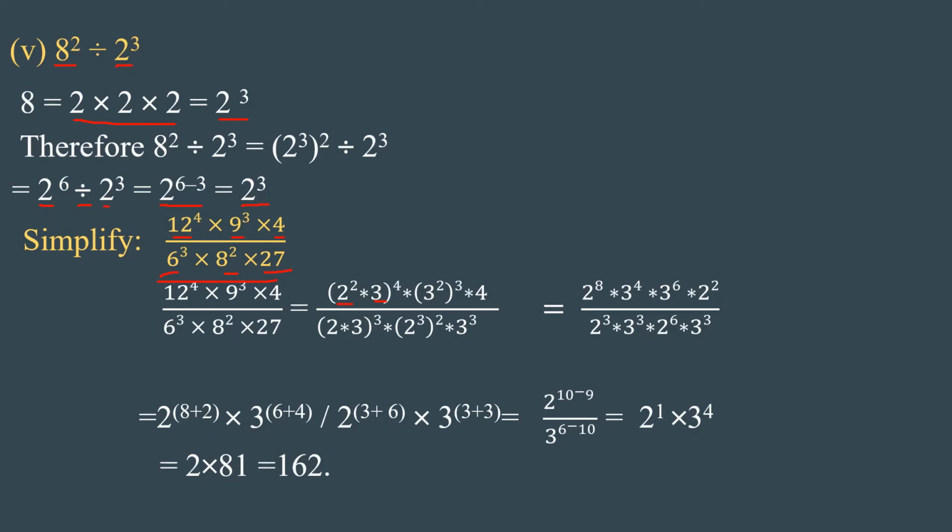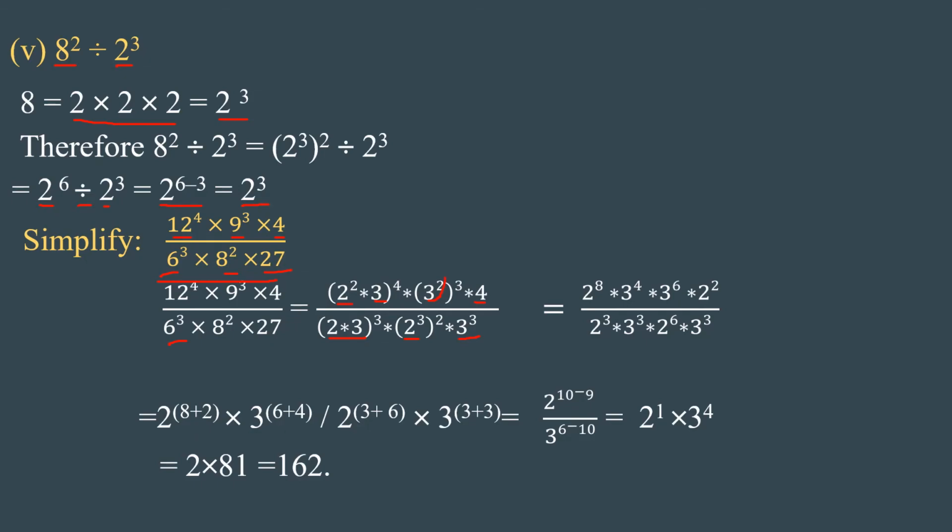12 can be written as 2 power 2 into 3. And 9 can be written as 3 power 2. 3 is a prime. And 4 can be written as 2 power 2, and 6 can be written as 2 into 3, 8 can be written as 2 power 3, and 27 can be written as 3 power 3. Now, the first step, converting the numbers to prime bases, is completed, and next we have to simplify.